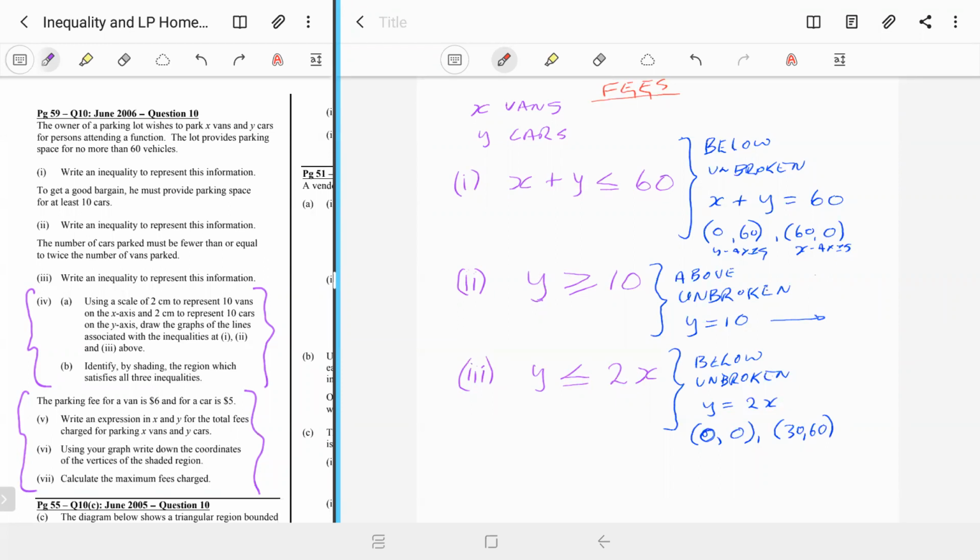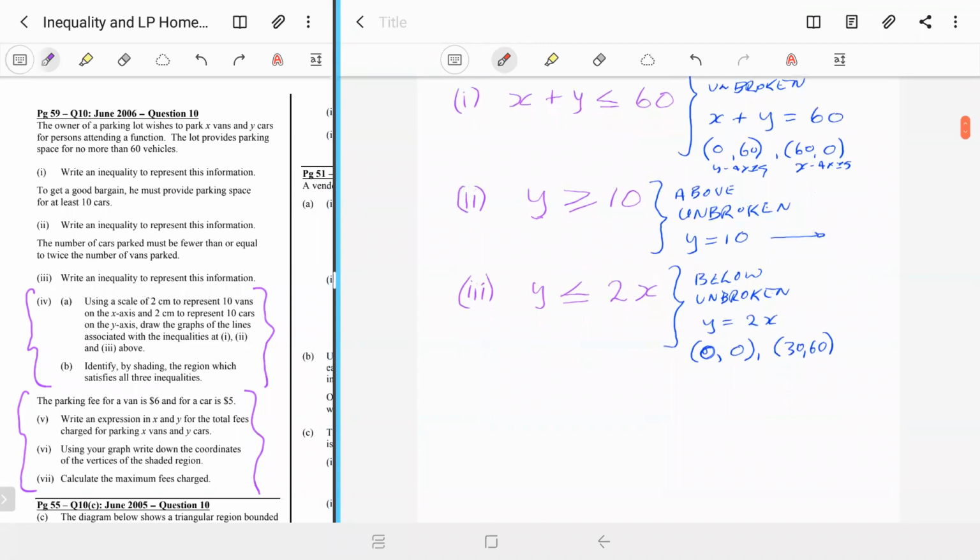The fee for the vans is $6 for a van, so it's $6 each. And for the cars, a car is $5. So the fee for parking a car is $5. So it's cars, $5 each.